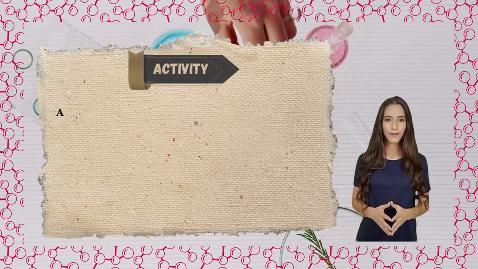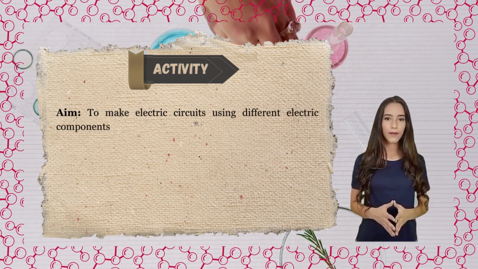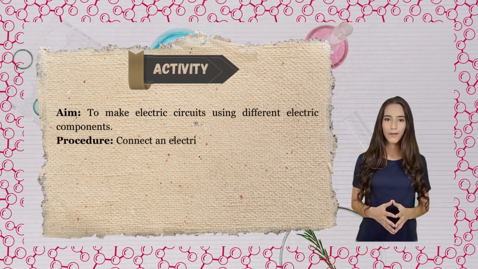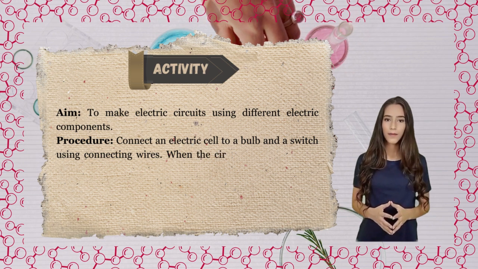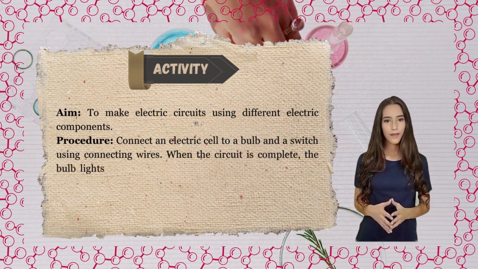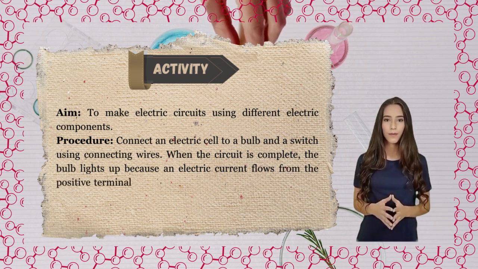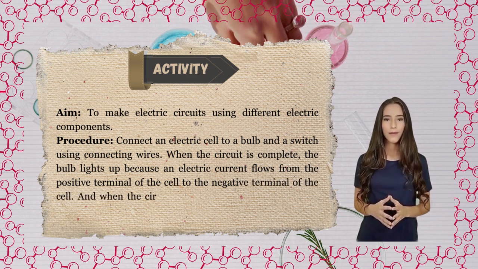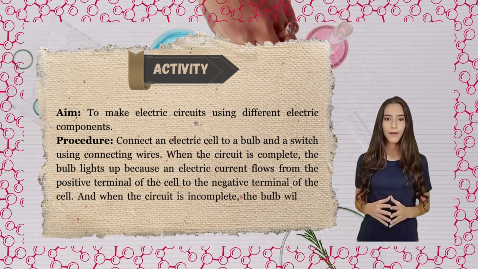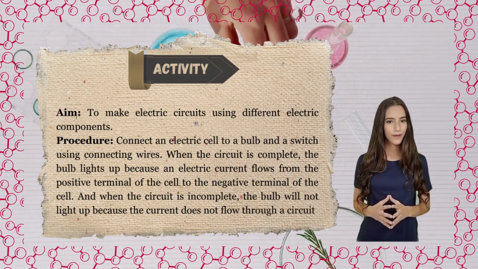Activity. Aim: to make electric circuits using different electric components. Procedure: connect an electric cell to a bulb and a switch using connecting wires. When the circuit is complete, the bulb lights up because an electric current flows from the positive terminal of the cell to the negative terminal of the cell. And when the circuit is incomplete, the bulb will not light up because the current does not flow through a circuit.